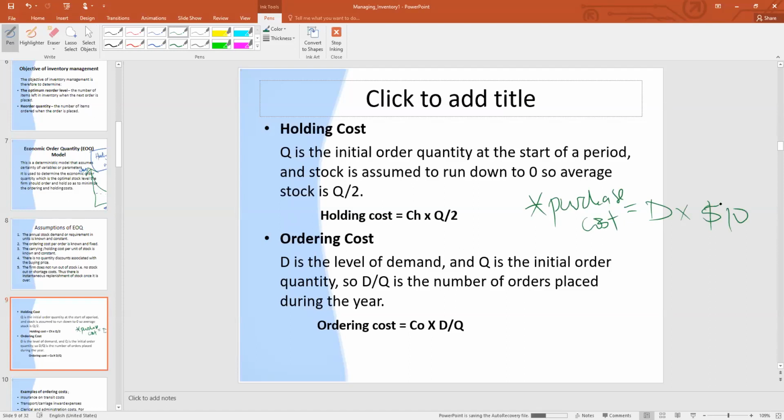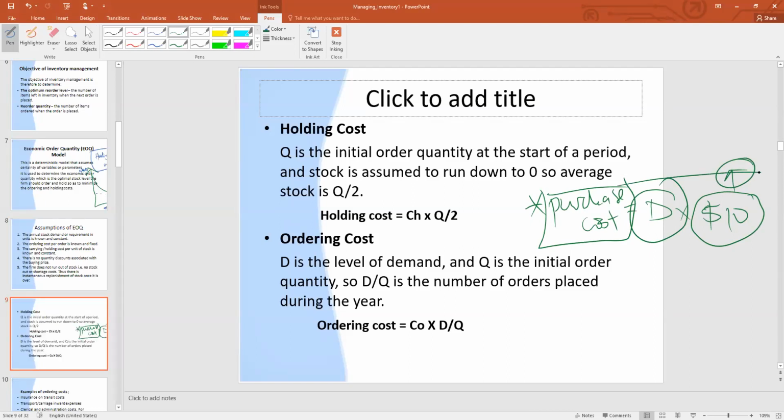Since the price is fixed, and why is the price fixed? Because there's no discount being received, the price remains the same for the entire financial year. Since the price remains fixed, as well as the annual demand, it does not matter at what level or how many units you buy from the supplier. The total purchase cost remains fixed, and that's why we can generally ignore it when doing the analysis, because it is irrelevant. It is not influenced by the number of units you buy from the supplier.